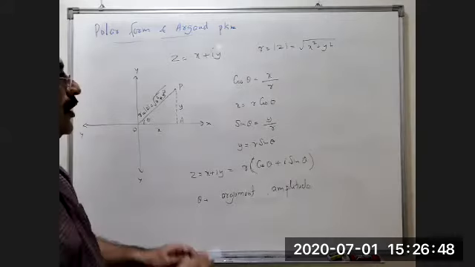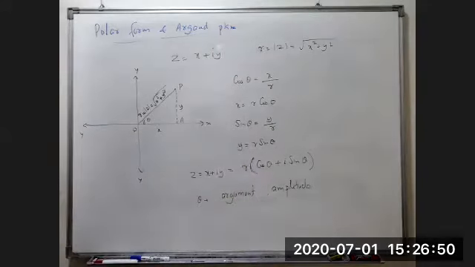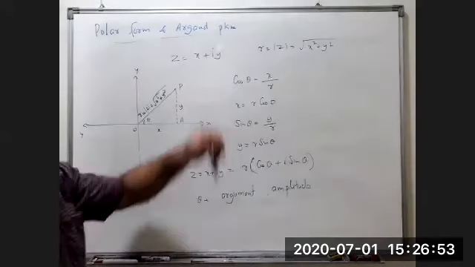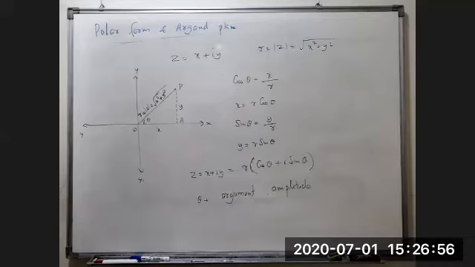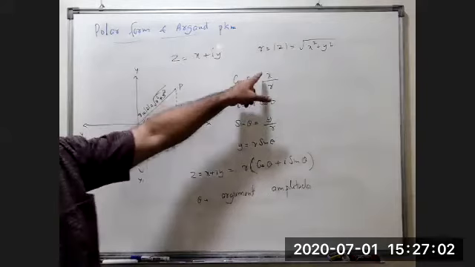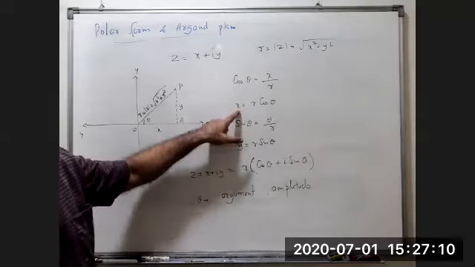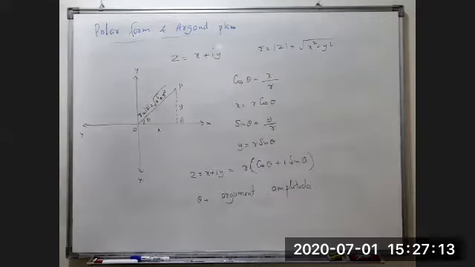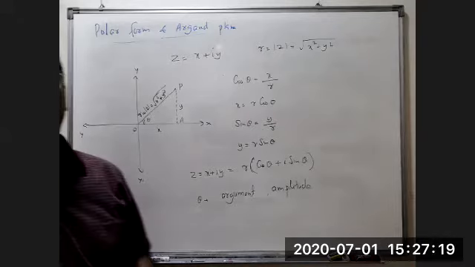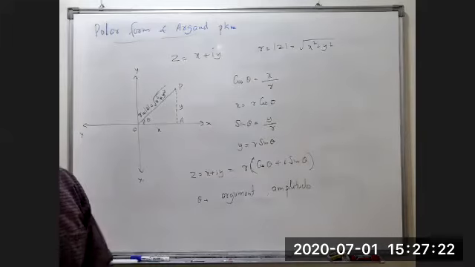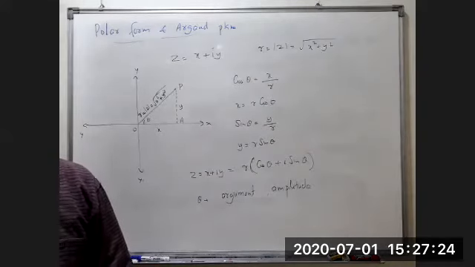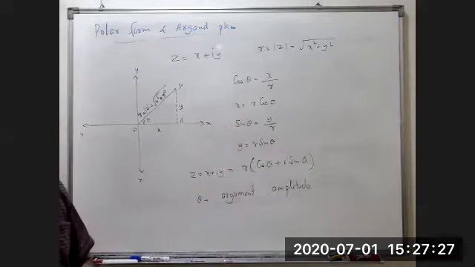Then write from the figure, cos theta is equal to x by r. Therefore x is equal to r cos theta. Next, sin theta is equal to y by r, and y is equal to r sin theta.